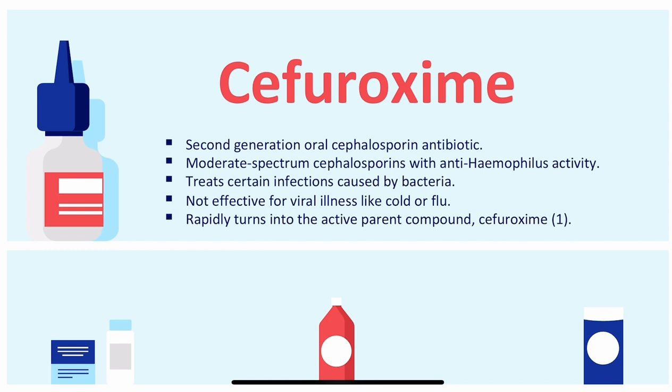Cefuroxime axetil is a second-generation oral cephalosporin antibiotic. It is a moderate-spectrum antibiotic with anti-hemophilus activity. It is used to treat many infections which are caused by bacteria. It is not effective for viral illness such as cold or flu. It is an oral cephalosporin which is rapidly hydrolyzed to an active parent compound, that is cefuroxime, after its absorption.